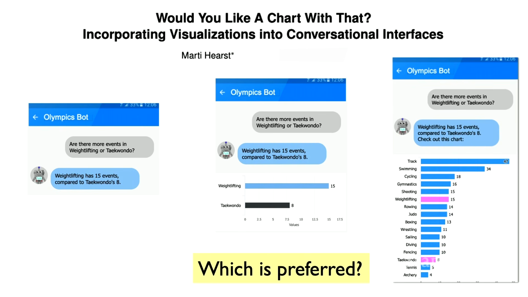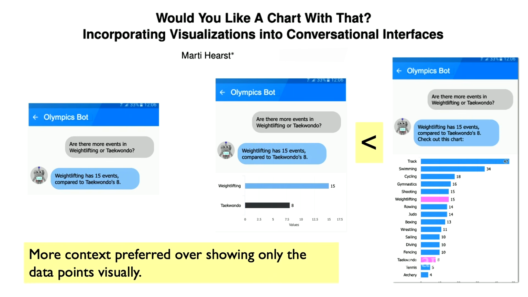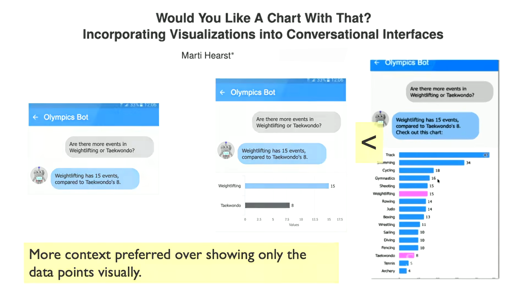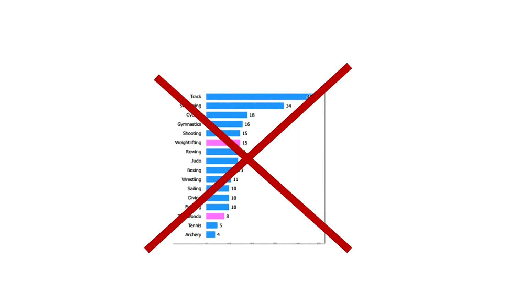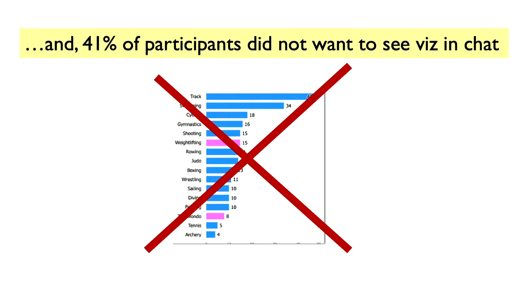So let's again get the preferences of the audience. Who prefers the first one without any bars? How many people, if it was on your phone? Okay. Who prefers the second one? And who prefers the third one? Okay, you reflect what we found as well. We found that more bars was preferred over a few because of the context. But 41% of the participants did not want to see the visualization in this situation.